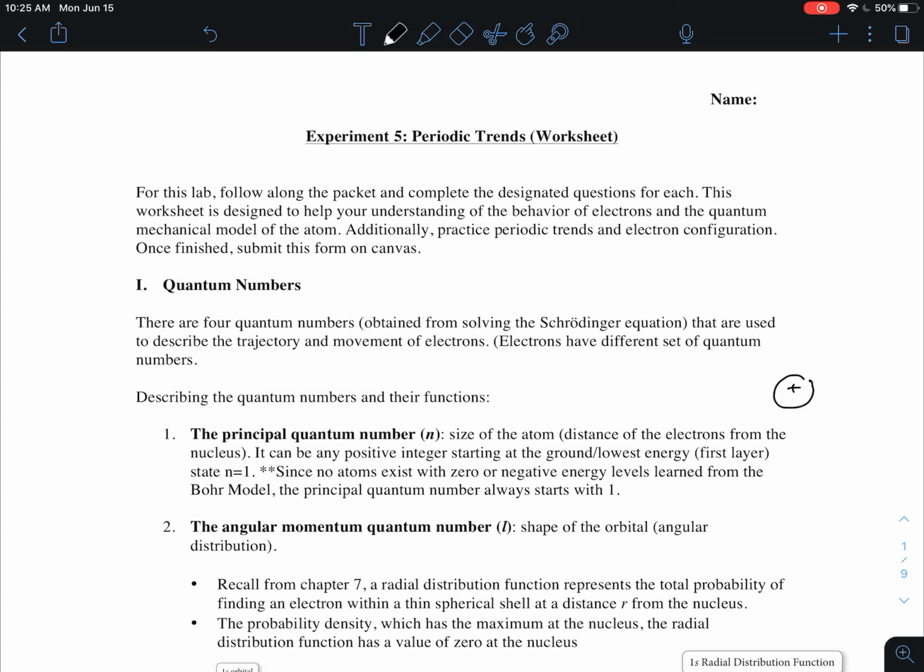So we have the principal quantum number. This is the shell, right? If we think of the onion, we have our nucleus. Then we have our first layer, our first shell. Then we have our second, our third, etc.